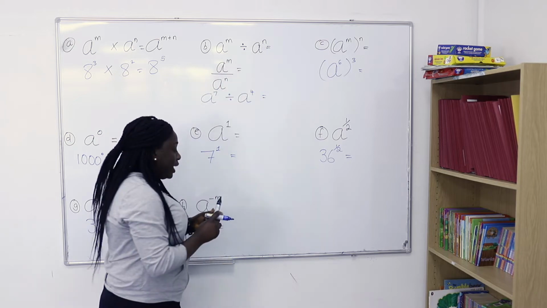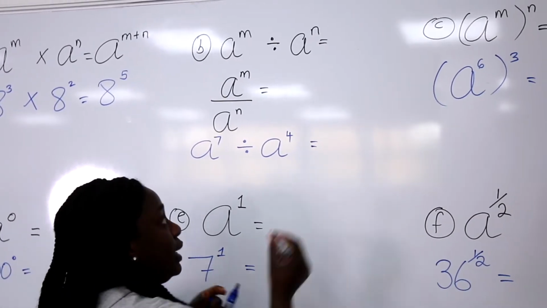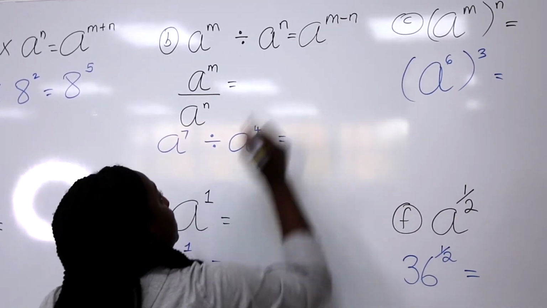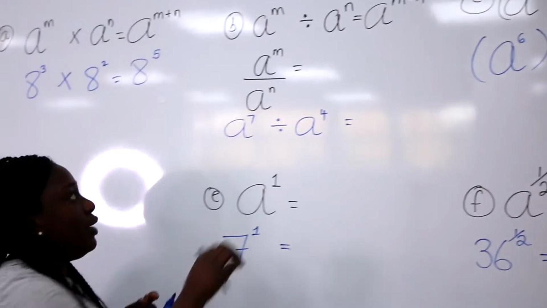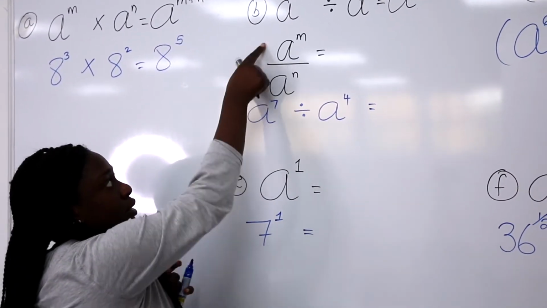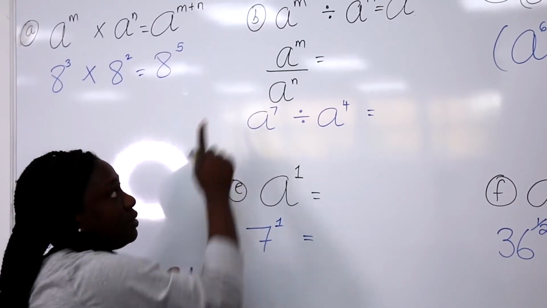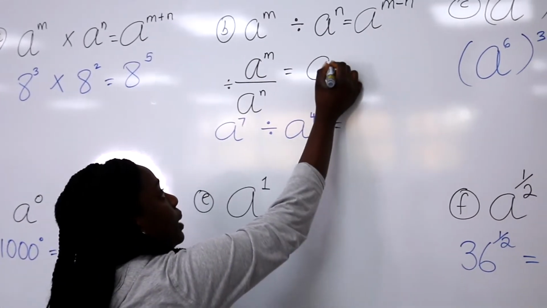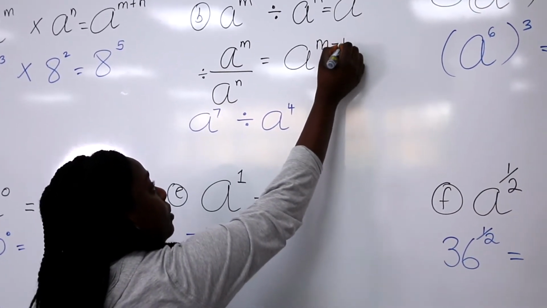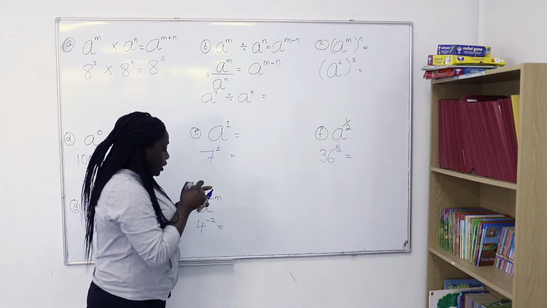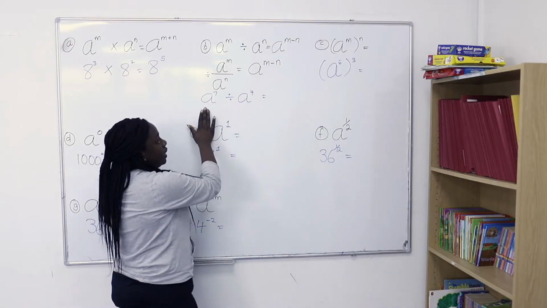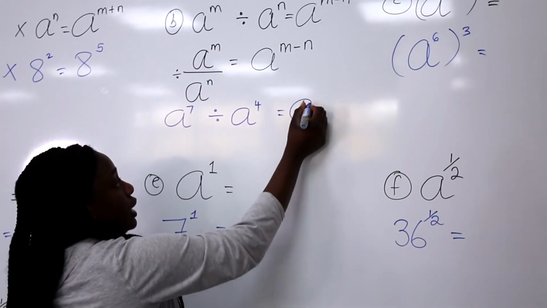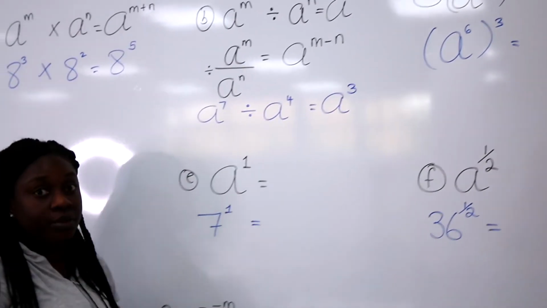Okay, and then moving on, when we have a to the power of m divided by a to the power of n, we take away the powers. So it'll be m minus n. Please also note that they can rewrite this question on the top as a fraction. We all know this line means divide, so it's still going to be a to the power of m, take away n. So here's an example. A to the power of 7 divided by a to the power of 4 would give us a to the power of 3, because we take away the powers.